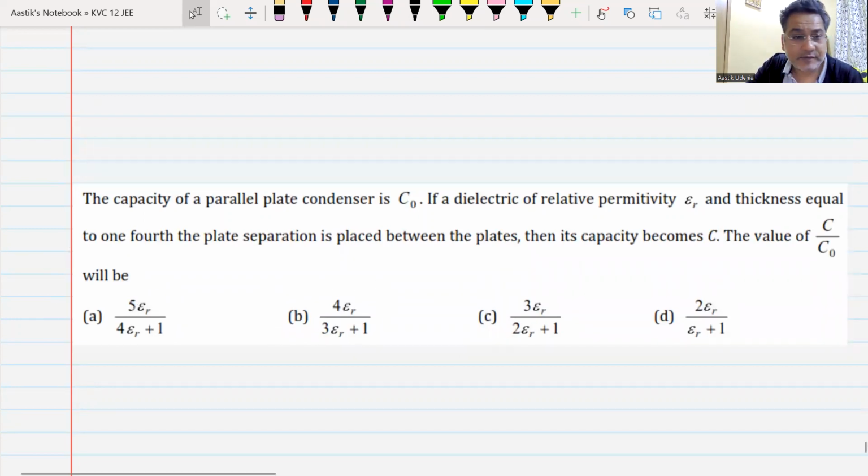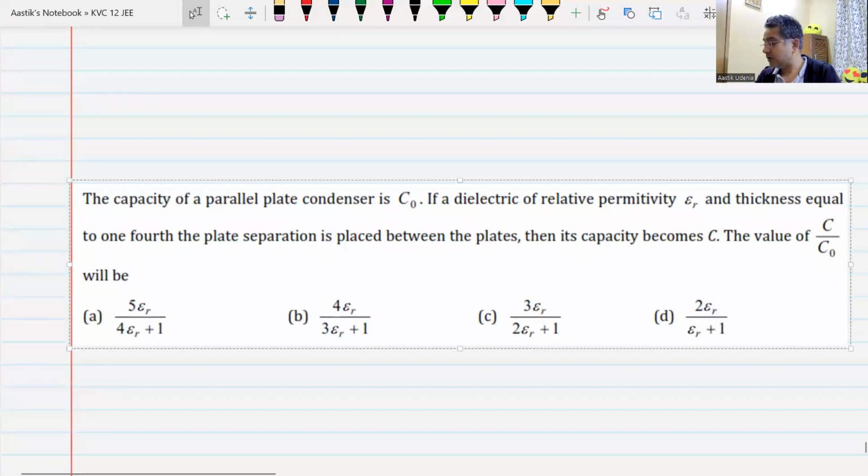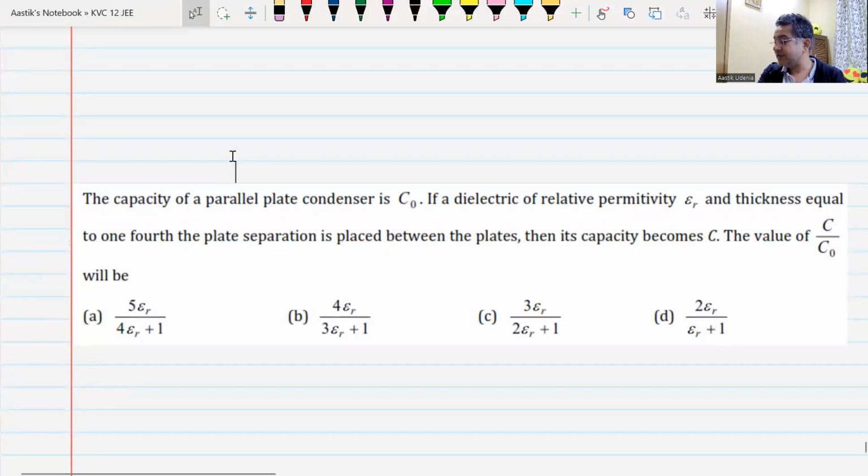The capacitance of a parallel plate capacitor is C naught. If a dielectric of relative permittivity, that means K, epsilon R, and thickness equal to 1/4 of the plate separation is placed between the plates, then its capacitance becomes C. What is the ratio of C by C naught?